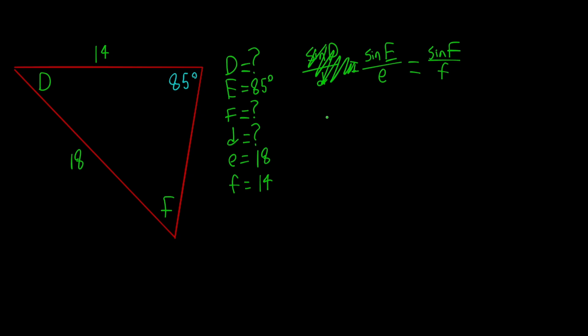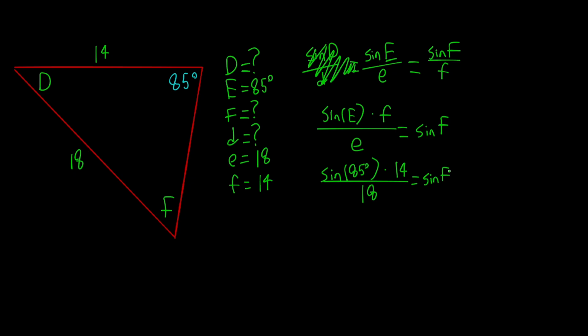Okay, let's get into solving this. So the sine of E times F divided by E is the sine of F. Well, here, that's going to give me the sine of 85 degrees times 14 divided by 18 as being the sine of F. So this is going to give me an answer of 0.7748 as being the sine of F, or about 51 degrees is equal to F.